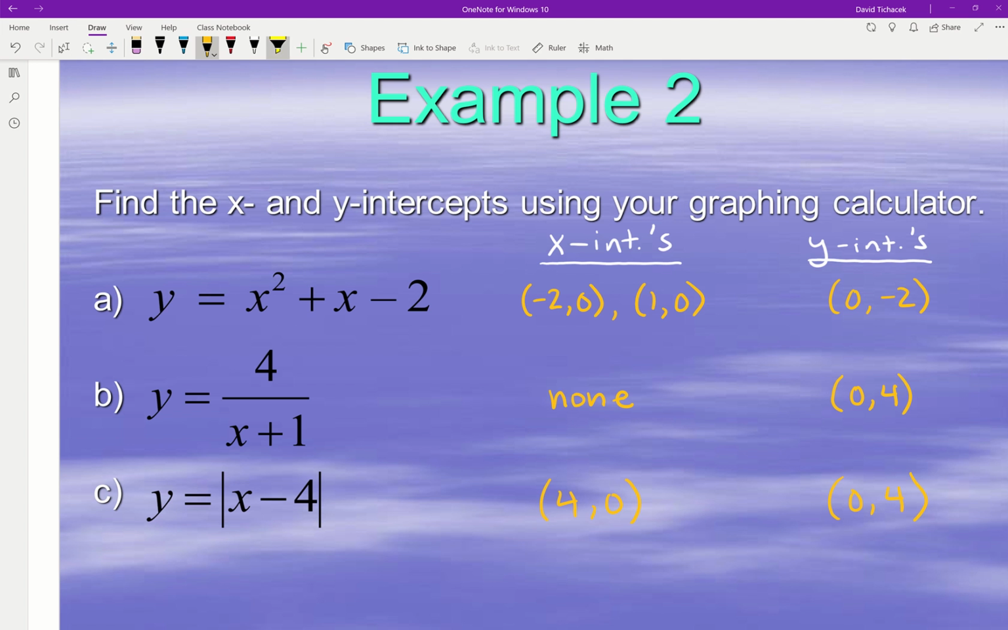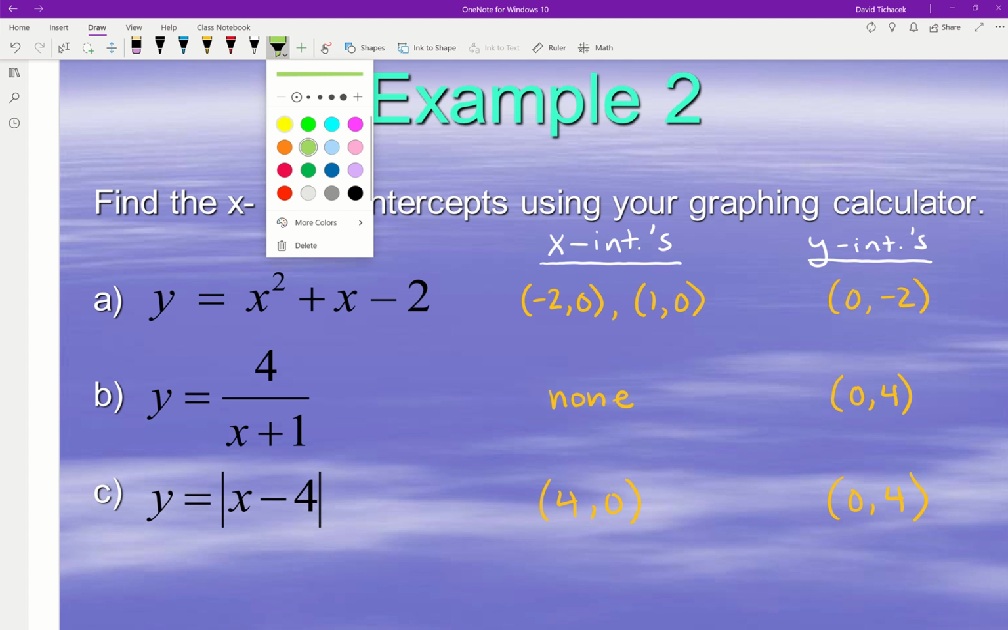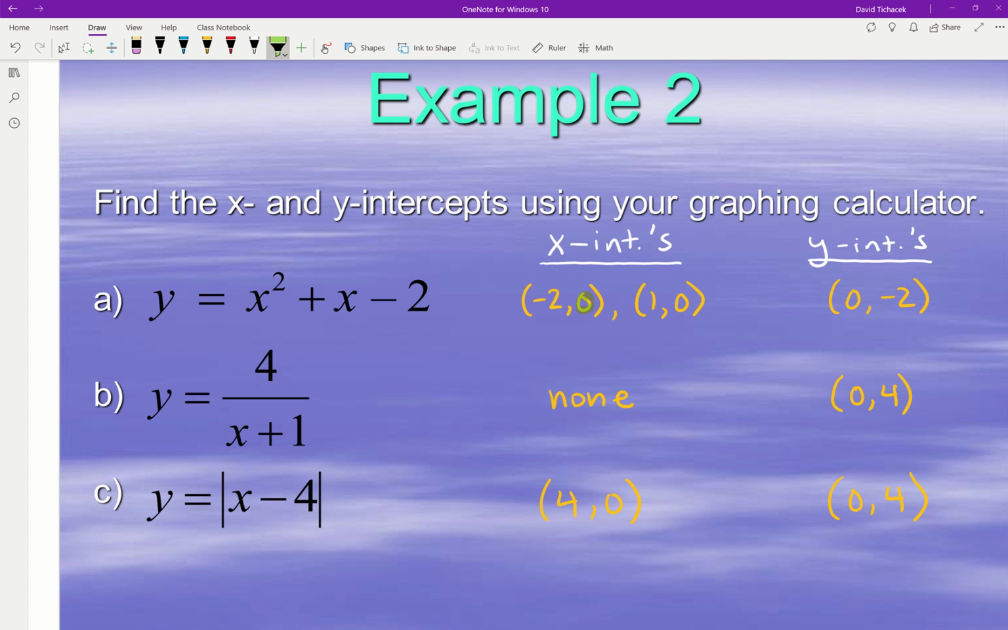So again, you'll notice what all of these x and y-intercepts have in common is that all of the y coordinates are 0 on your x-intercepts, and all of your x coordinates are 0 on your y-intercepts.